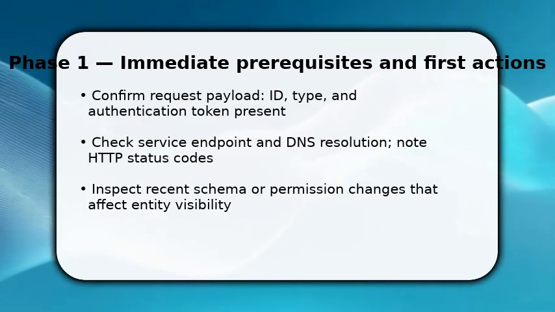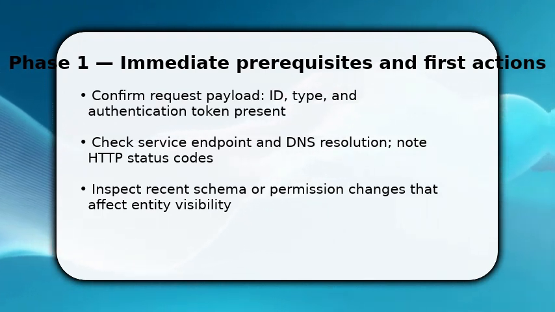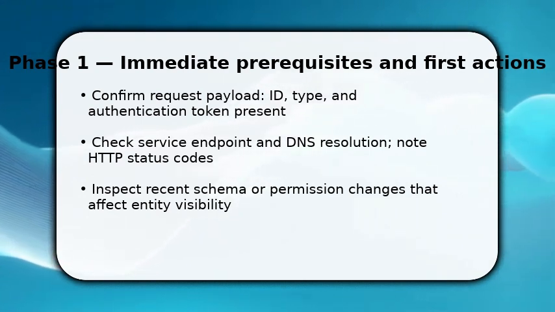You start by verifying the prerequisites and then immediately take action. First, validate the request payload. Ensure the ID, entity type, and auth token are correct and current. If not, fix them. Next, test the endpoint and DNS resolution and note any HTTP status codes returned.